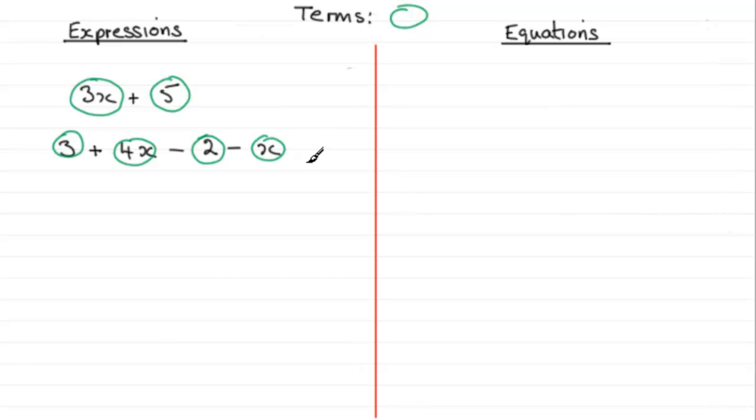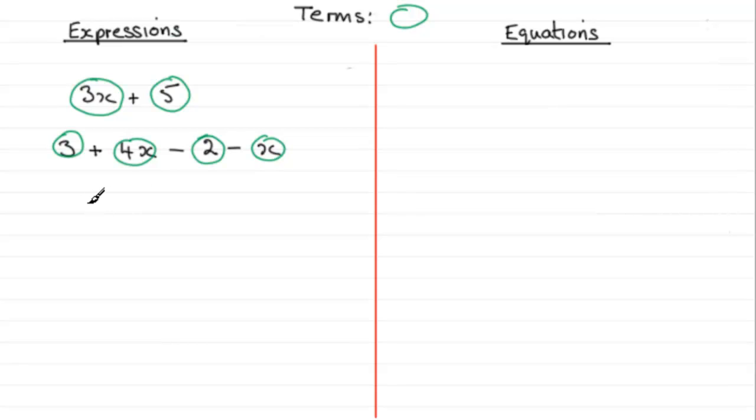4 terms then in total, two constants, the 3 and the 2, and two x terms, the 4x and the x. And if we had to simplify this, we've got 3 minus the 2, which is 1, and we've got 4x minus the x, which is 3x. So we're left with 1 plus 3x. I'm not going to put that in because we're not really dealing with that here in this video.